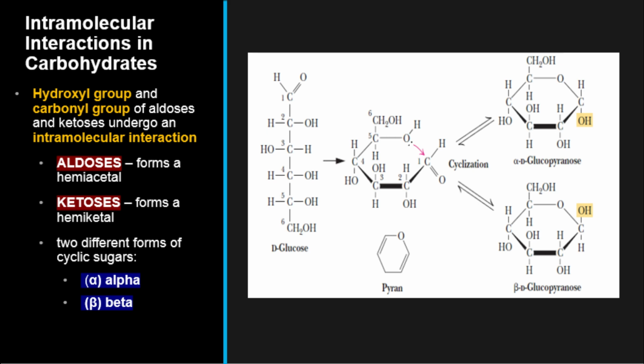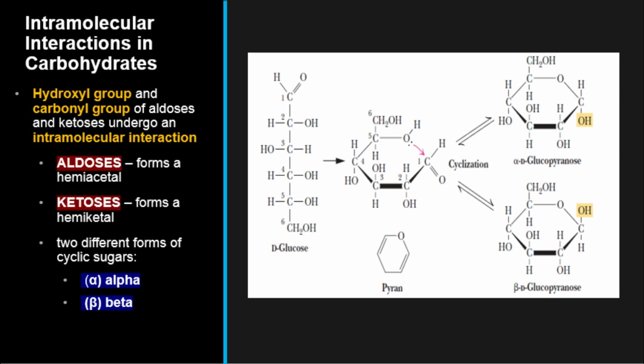Carbohydrates undergo an intramolecular interaction, and the groups involved in that interaction are the hydroxyl group and the carbonyl group. For aldoses, it forms a hemiacetal, and for ketoses, it forms a hemiketal. It's important to note that for aldoses, carbon 1 and carbon 5 are the ones involved in the interaction, whereas for ketoses, carbon 2 and carbon 5 interact.